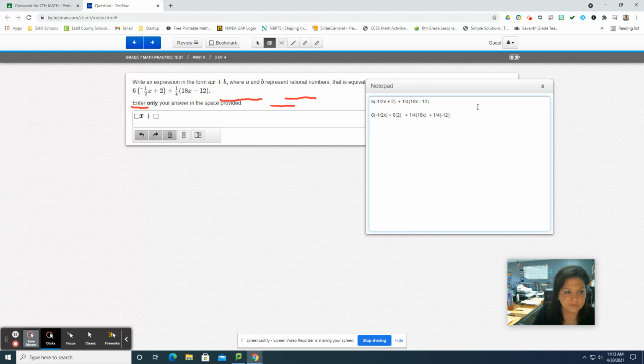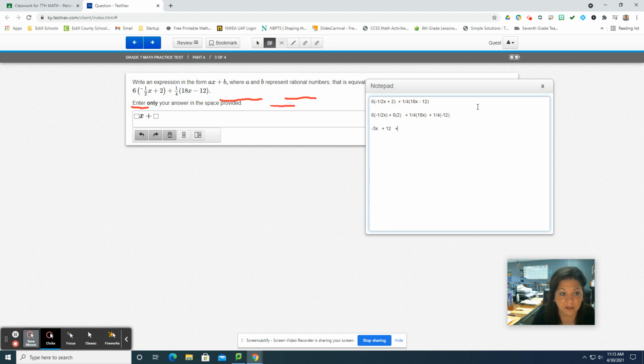Okay. So negative half of 6. Let's think about this. Half of 6 is 3. So negative half of 6 is negative 3. So negative 3x plus 6 times 2 is 12 plus, okay, 1/4 of 18.